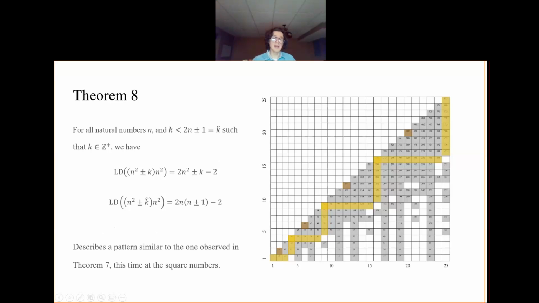You'll notice a similar pattern in theorem 8, where we have multiples of the square numbers within a certain range falling on these unbroken lines until a certain point where they break. And you'll notice the brown square is the point at which they break. So the statement of this theorem is for all natural numbers n, and k is less than 2n plus or minus 1 equals k hat such that k is a positive integer, we have LD of the quantity n squared plus or minus k times n squared equals 2n squared plus or minus k minus 2. Also, LD of the quantity n squared plus or minus k hat times n squared equals 2n times the quantity n plus or minus 1 minus 2.